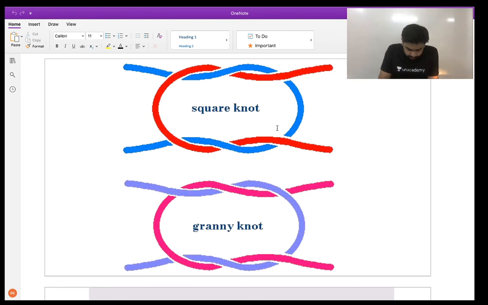Anybody else? Is the surgeon's knot different from the reef knot? Yes, the surgeon's knot is different from the reef knot. Square knot and reef knot are one and the same thing, but the surgeon's knot is different. Please don't confuse the terms. Square knot and reef knot are exactly the same, but surgeon's knot is different. Did you understand it, Rudra? Did you get it, guys? Okay, right. I hope you understood this, guys.